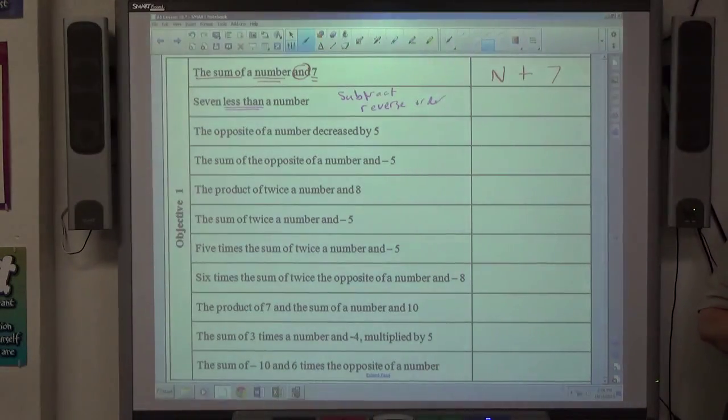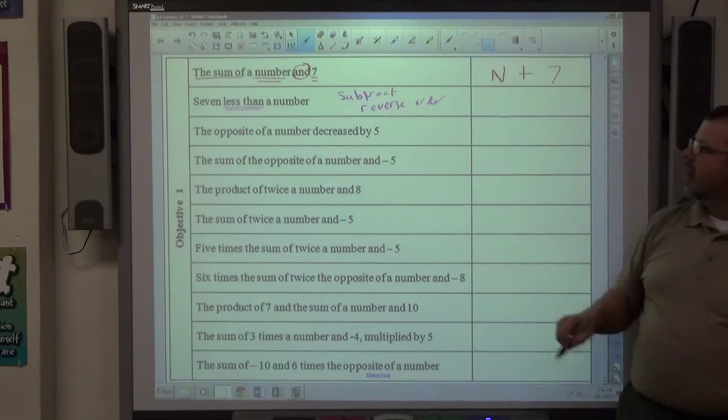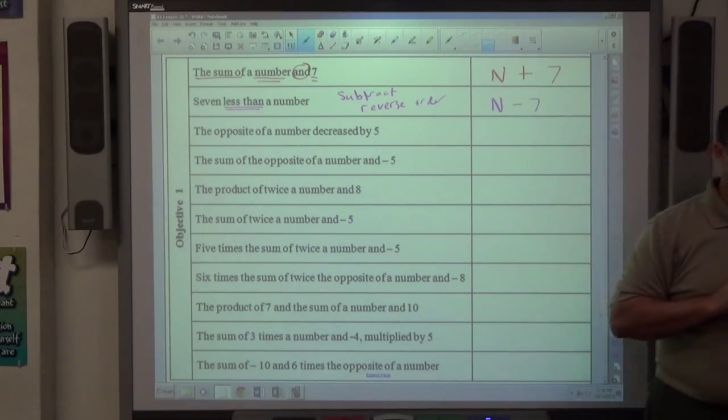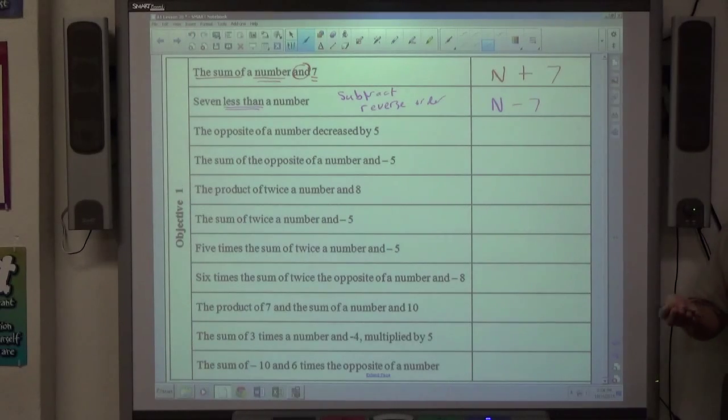Alright, so when you see something less than something, you put the second thing minus the first thing. And again, subtraction, the order of subtraction is very important. If you get the subtraction order wrong, you get the wrong sign on your answer. Alright, so be careful with subtraction. Addition's not as worrisome as far as that's concerned. N plus 7 and 7 plus n mean the exact same thing. But n minus 7 and 7 minus n mean something different.